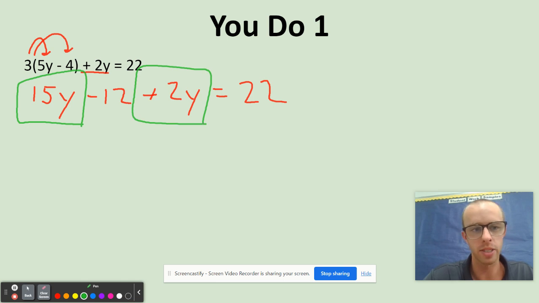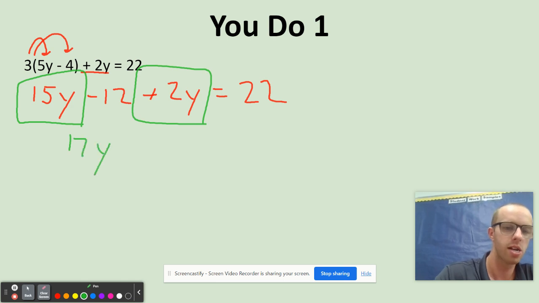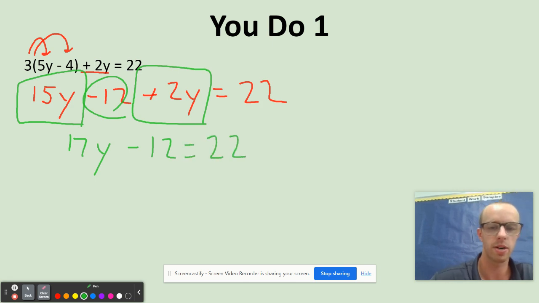Those are the like terms because they have the same variable. 15y and 2y gives me 17y. I didn't use this negative 12, so I'm going to drop it down. I didn't use this equals 22, so I'm going to drop it down. All right. Now I have a two-step equation. I'm trying to get this y by itself.